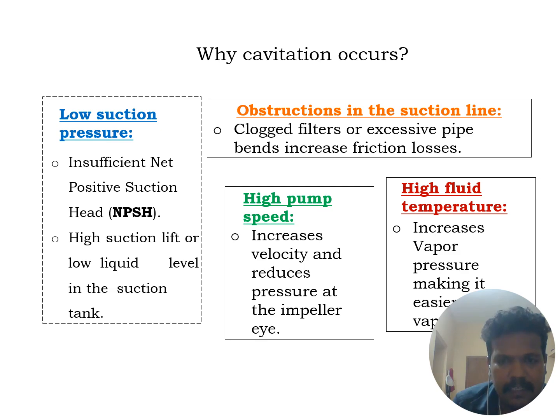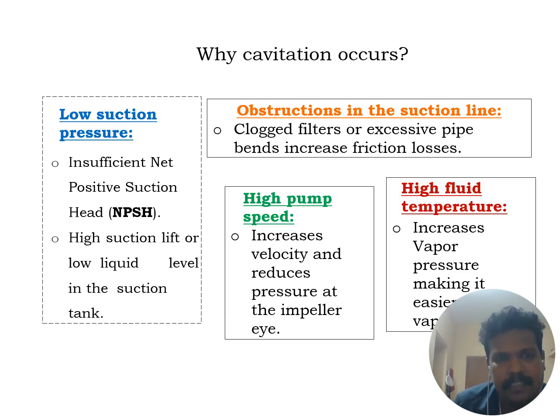Then the third reason is high pump speed. It increases the velocity, lowering pressure and leading to vapor bubble formation. And the fourth one is high fluid temperature. It raises the vapor pressure, making it easier for the liquid to turn into vapor. These are the four main important causes of the cavitation process.